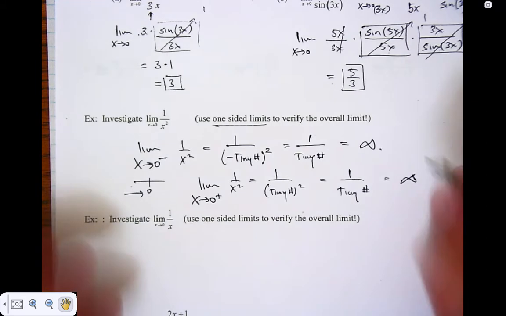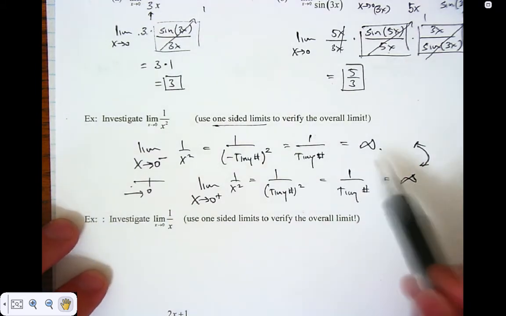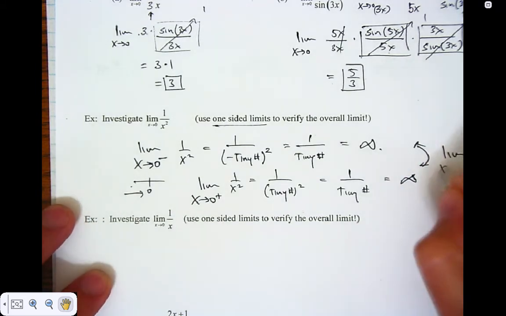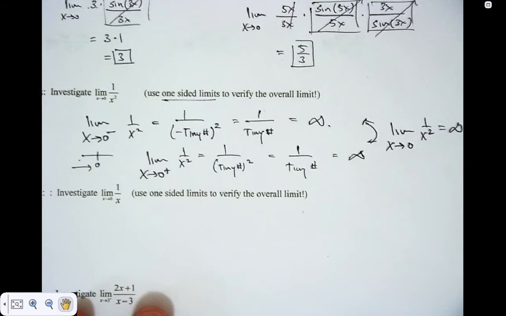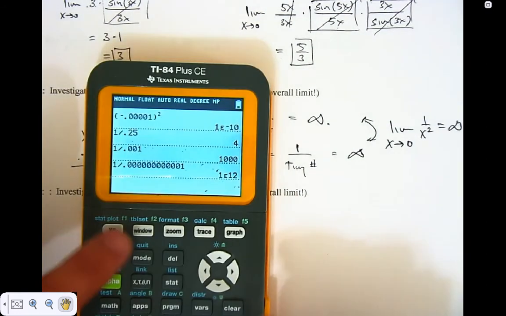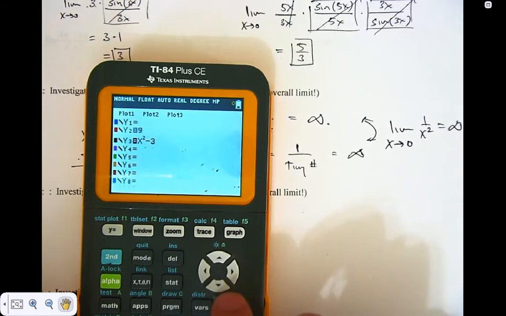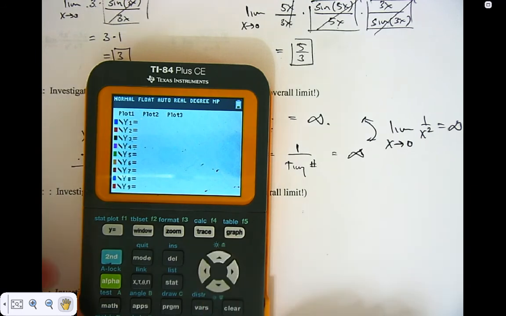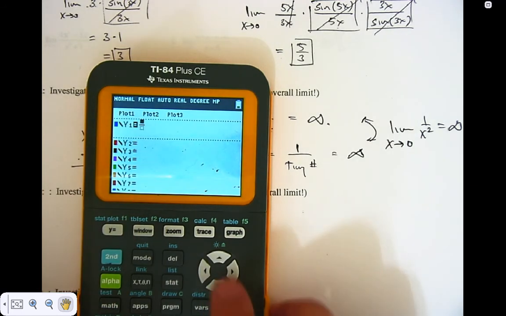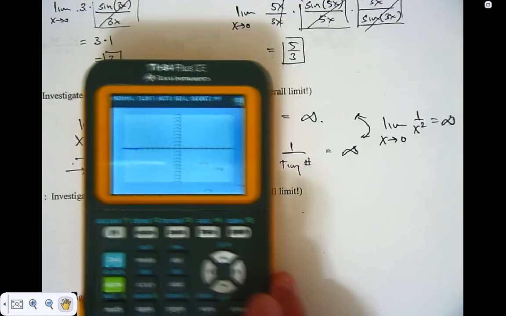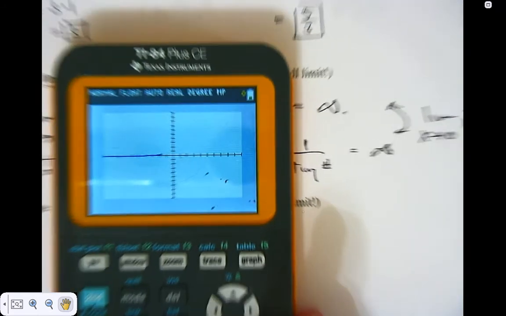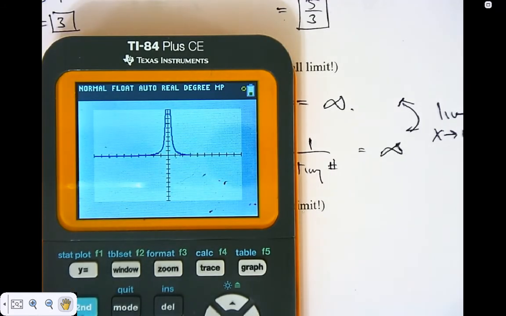Well, what do we know about our one-sided limits? If they're the same, I now know that the overall limit as x approaches 0 of 1 over x squared should be infinity. Okay, and I think we could quickly just graph that, right? You might even know what that looks like. Let's go clear out all this stuff, and let's do 1 over x squared. Zoom 6. And what's going on as I get close to 0? Clearly, it's going up to infinity.